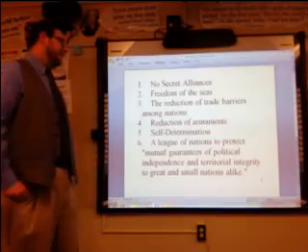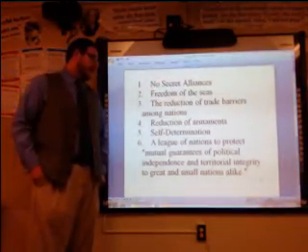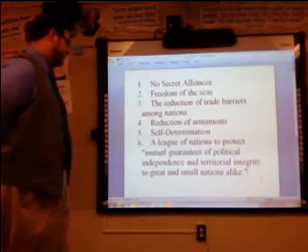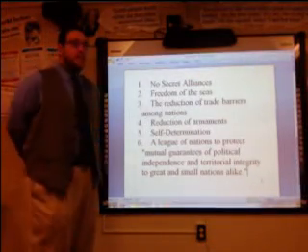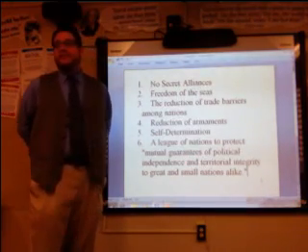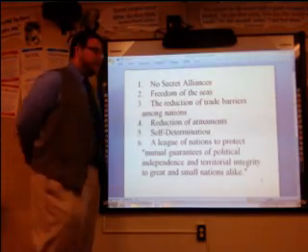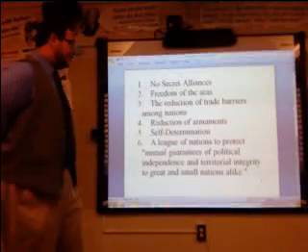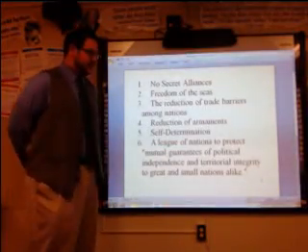A group of nations, a League of Nations, whose purpose was to have mutual guarantees of political independence and territorial integrity to great and small nations alike. What that basically meant was a group of countries that got together and promised to respect each other's political independence and territorial integrity. Almost like the United Nations. The United Nations is the successor to Wilson's League of Nations.